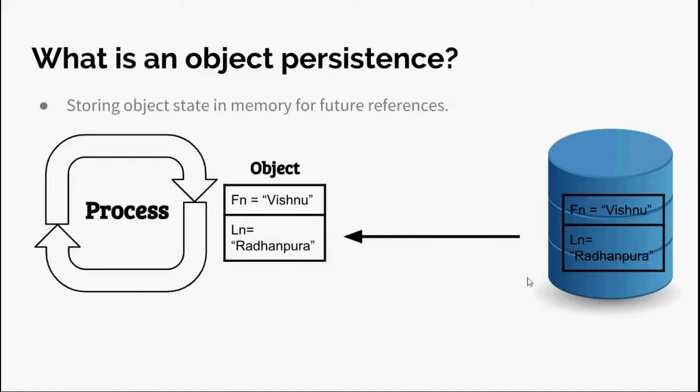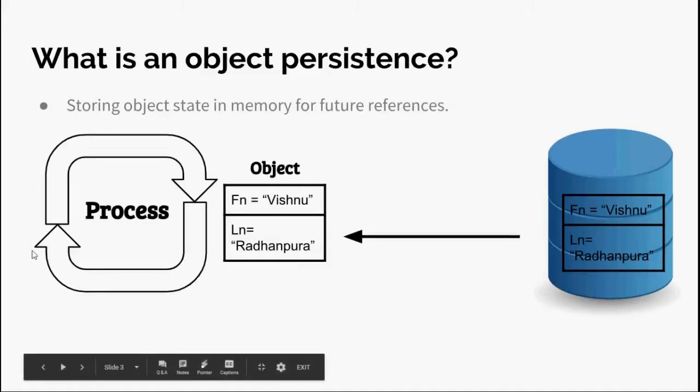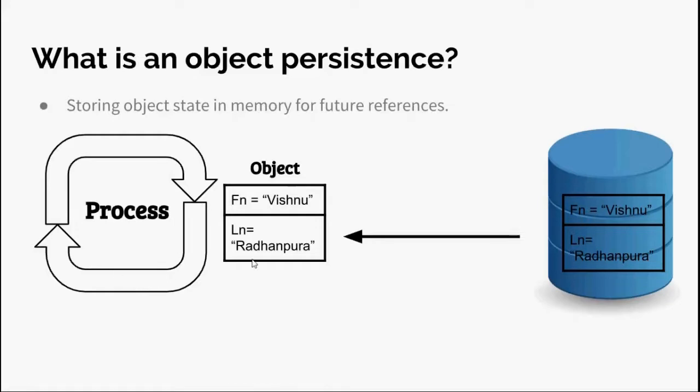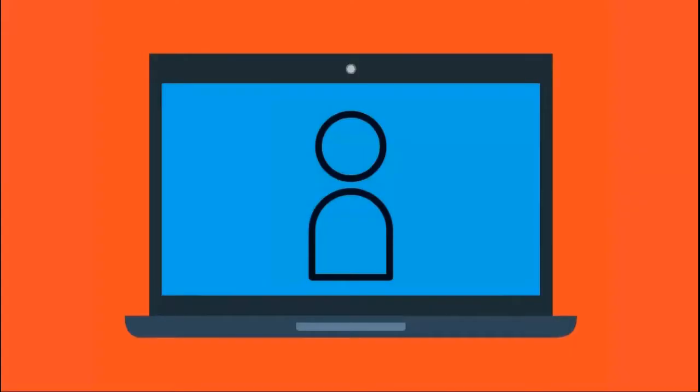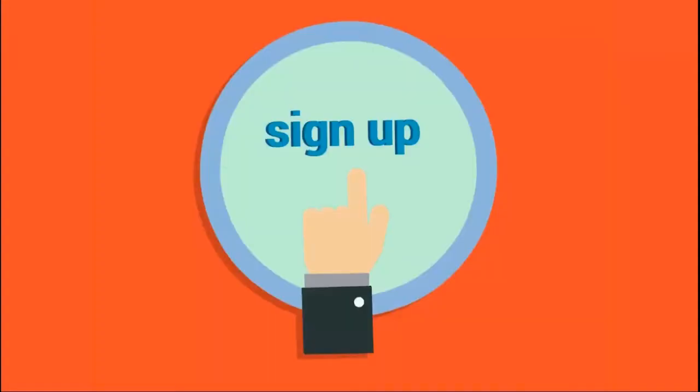You can take this example as a logout-login procedure. First of all, whenever the process is going to be terminated, that means logout. Then whenever we log in, retrieval means process recreation. Then why object persistence, or why should I save the state of an object? Let's take an example of login. Without persistence, there won't be any functionality like login in any application. You always have to sign up.